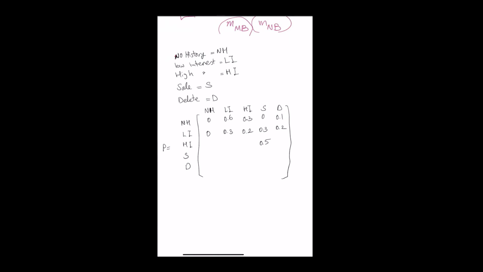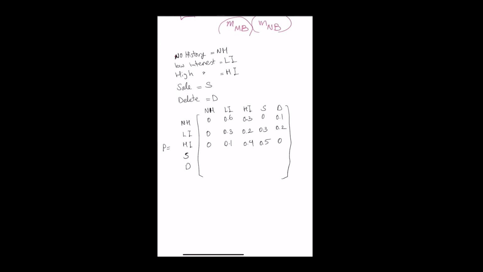40% chance that the customer will still have a high degree of interest, 40% chance that the customer will, and 10% chance that the customer will have a low degree of interest. So the chance of the customer being deleted at this point is 0. The chance of going back to no history is 0 too, obviously. If a customer has purchased, that is the sold option.